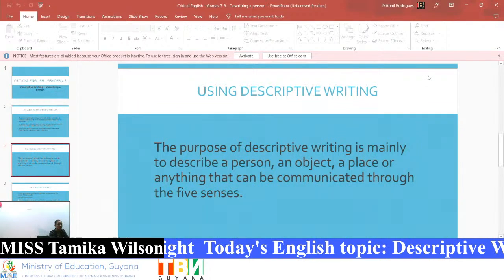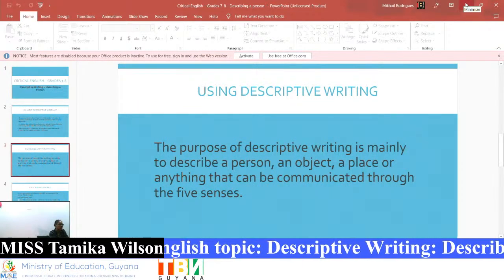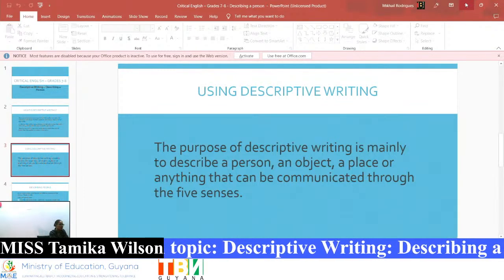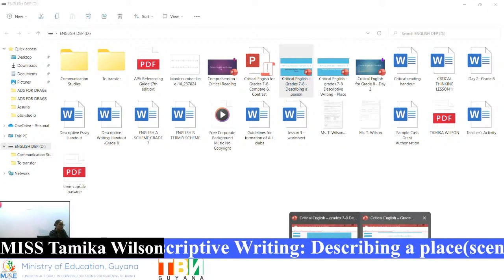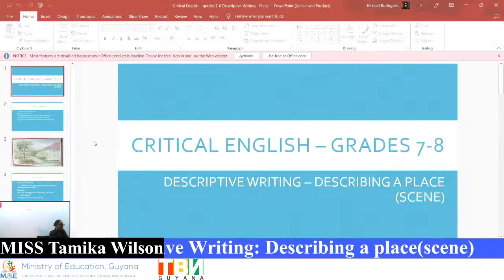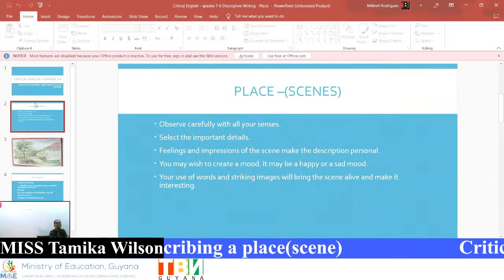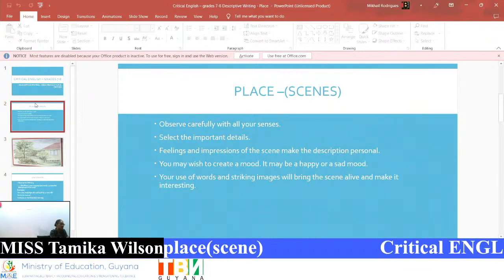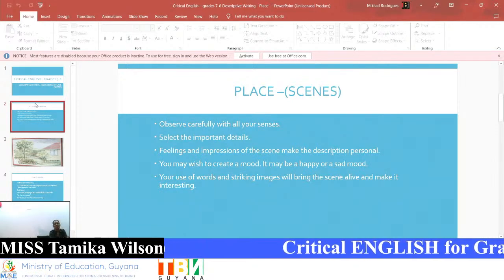So last week we looked at describing a person, and we talked about how we go about doing that. And so this week we're going to be talking about describing a place, or a scene. So what are we doing when we do descriptive writing describing a place or a scene? First of all, we're carefully observing with all our senses.